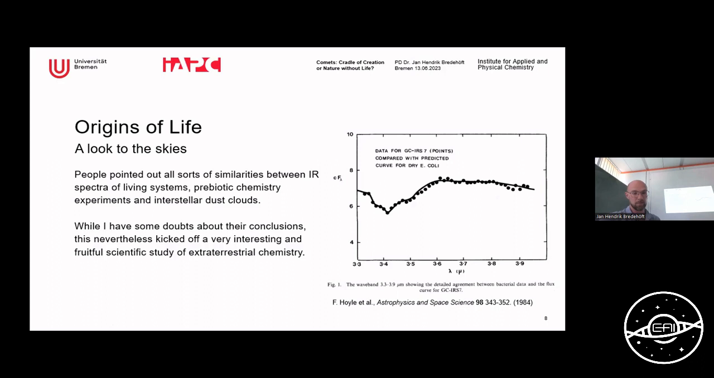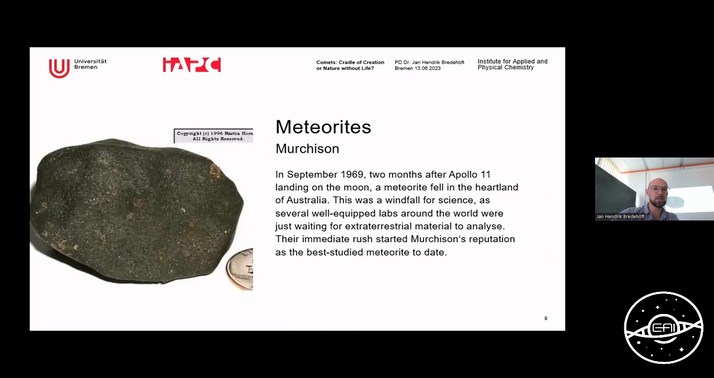And one of the biggest windfalls for this type of science was the fall of the Murchison meteorite in September 1969, which came at a time where all over the Earth, there were a couple of very, very well-equipped labs waiting for the Apollo 11 moon rocks. And all these labs standing by rushed to do very, very in-depth analyses of Murchison.